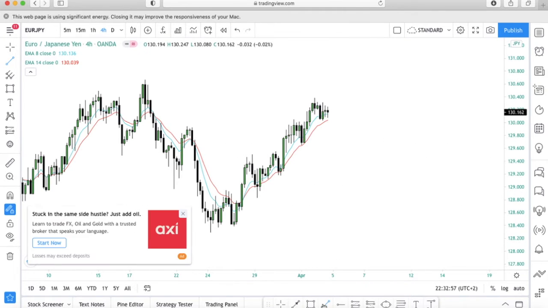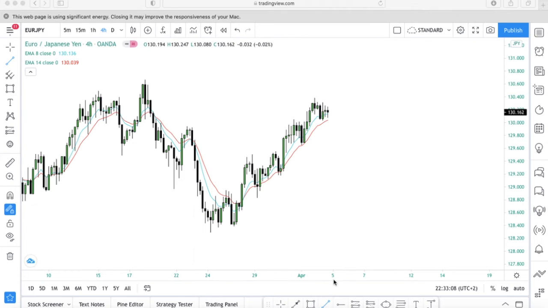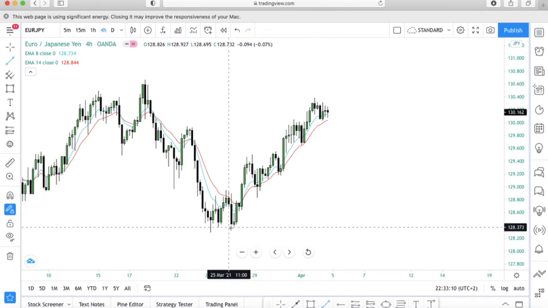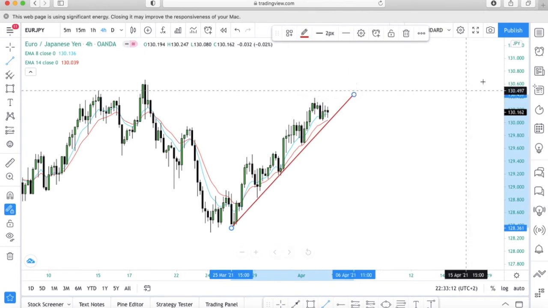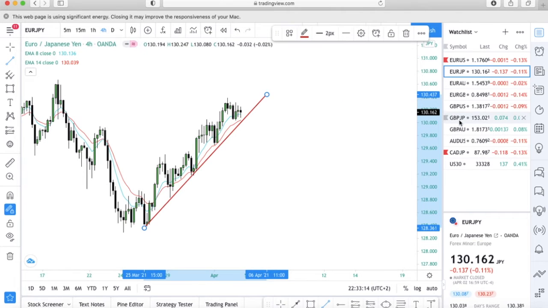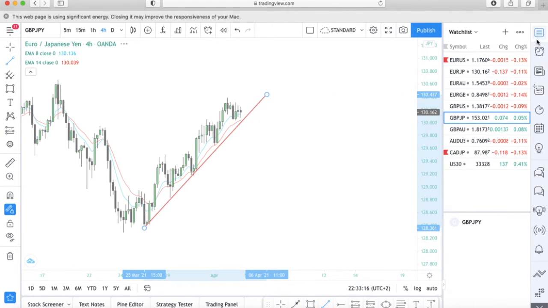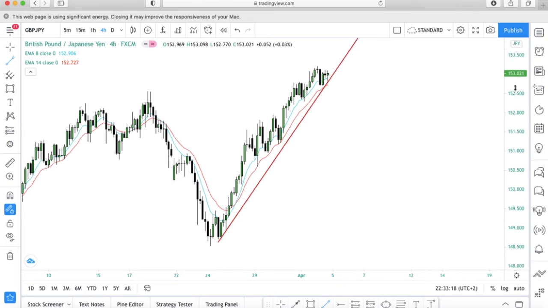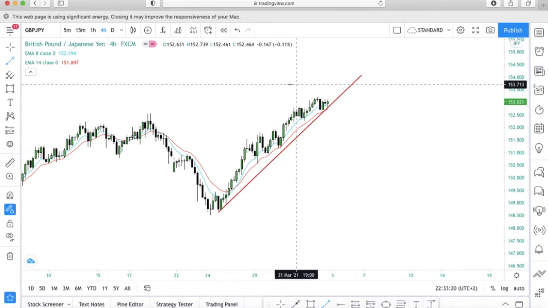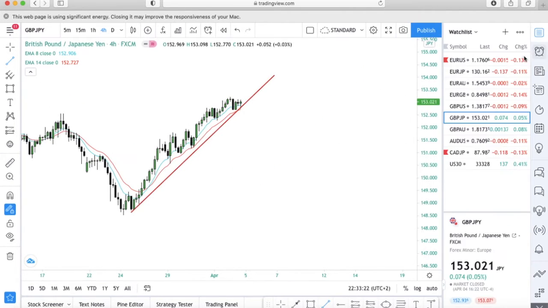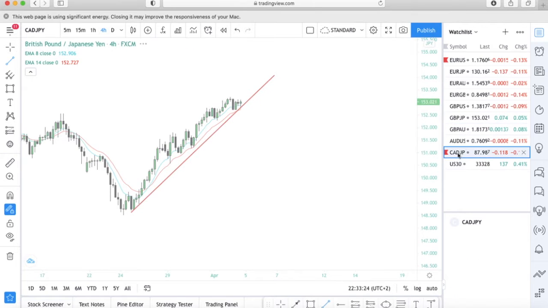So if you go across the board to the Japanese yen currency pairs that I'm trading, like the Euro JPY, you will see that price has been moving up here as well, as on GBP JPY. Price has also been moving up here. So something very interesting, something to take into consideration as well.